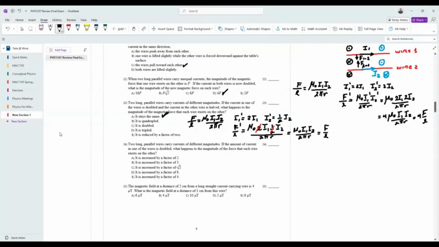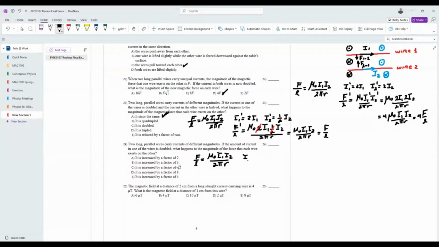They say two long parallel wires carry currents of different magnitudes. The current in one of the wires is doubled. What happens to the magnitude of the force that each wire exerts on the other? So, well, this is evident. You double one of the currents, the rest of the values stay the same. We double the magnitude of the force, right? So we can demonstrate it. It's just basically like, F over L, which is mu sub 0 I1, I2 over 2 pi r.